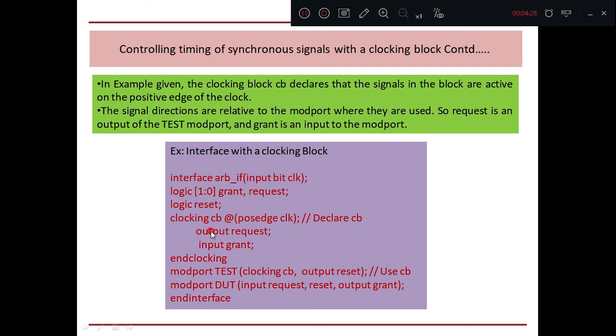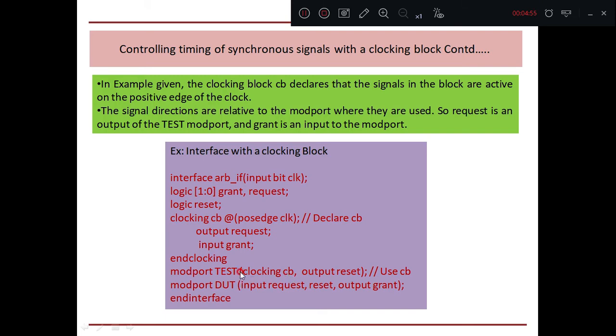Where is the clocking block used? It is used in the interface block. We have already seen the interface block. In the interface block, the clocking block is also used, and this clocking block is used for the synchronization of the signals. And here in the test modport, we are using clocking CB and output reset. Clocking CB means these two are used as the synchronous signals by the test.